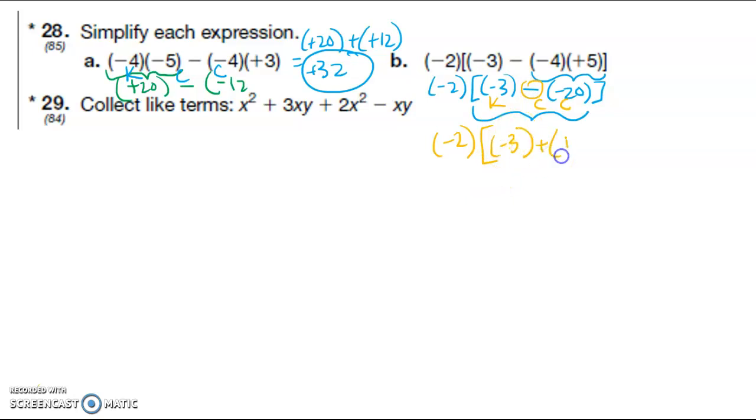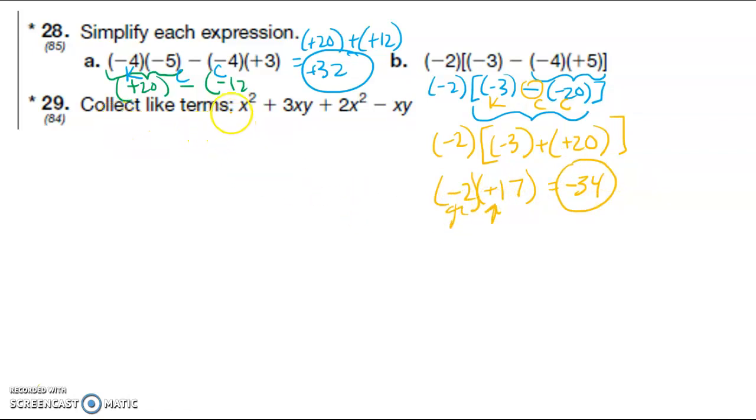Negative 3 plus positive 20. So this is negative 2 times, let's see, if I add 20, oh, I'm sorry, these are opposite, so I'm going to have to subtract, which is 17, but I take the sign of the larger. And that is 34. It's negative because this is negative and this is positive.